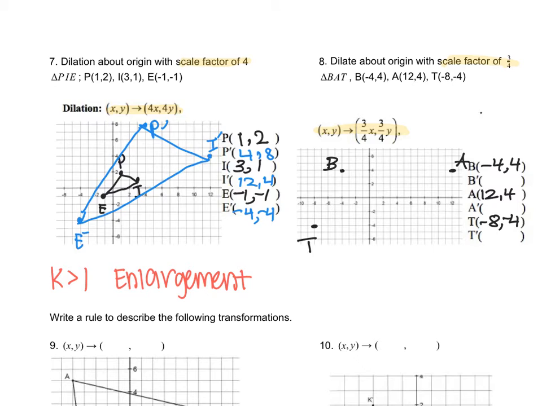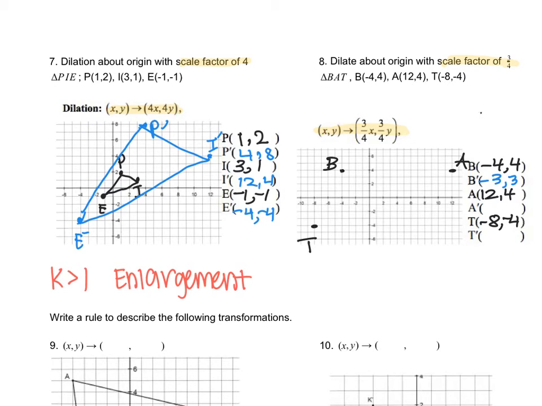Now there are a couple ways you can multiply by fractions. You can multiply each coordinate by the numerator first, then divide by the denominator, or you can go the opposite route. You can divide by the denominator first, then multiply by the numerator. And I'm going to go that second route. So -4, 4, when I multiply it by 3/4, I'm going to do -4 divided by 4, which is -1, then times 3, and I'm going to get -3. When I take 4 and do the same thing, 4 divided by 4 is 1, times 3 gives us 3.